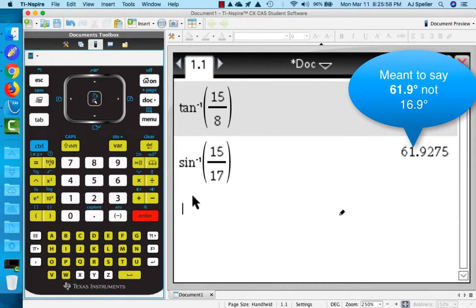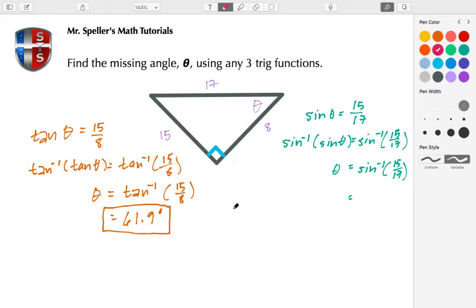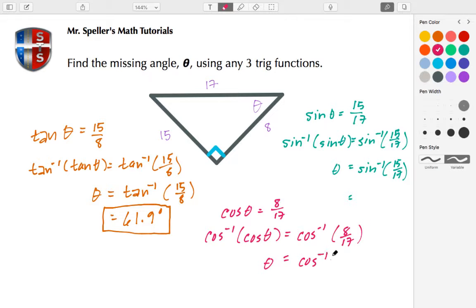And for the last one, let's go ahead and do cosine. And let's switch to this reddish color here. So we're going to find the cosine of theta. Well, cosine is going to be adjacent over the hypotenuse, in this case 8/17. We're going to take the inverse function of cosine, which is arccosine. So that's cosine with the -1 there of cosine theta, and the arccosine of 8/17. On the left-hand side, we're just left with theta. On the right-hand side, the arccosine of 8/17.